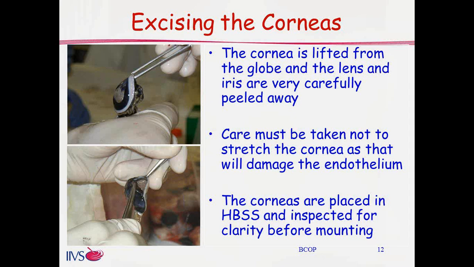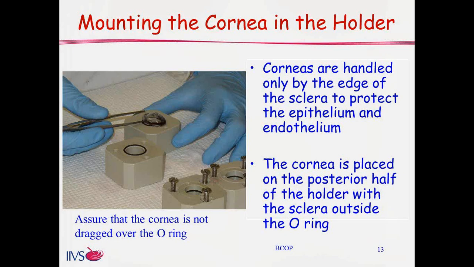So handling these corneas is quite important to handle them delicately and gently. Now the scleral rim, as you can see in this upper picture, allows one to hold the cornea with the forceps without actually damaging the clear portion of the cornea. The cornea is removed from the eye. The iridial tissue is carefully removed from the cornea without stretching the corneal tissue. And these corneas are then placed into a HBSS just prior to mounting onto the corneal chambers.